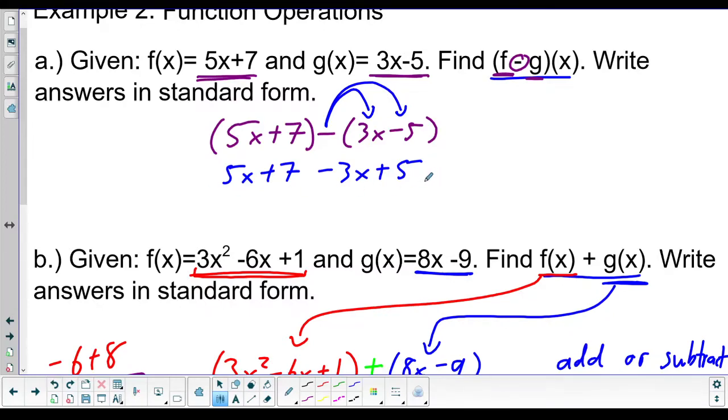Now we combine like terms. So we have 5x minus 3x, which are both x to the first power terms. So 5 minus 3 is 2x. Then we take care of our numbers. 7 plus 5 is positive 12. So our answer is 2x plus 12.